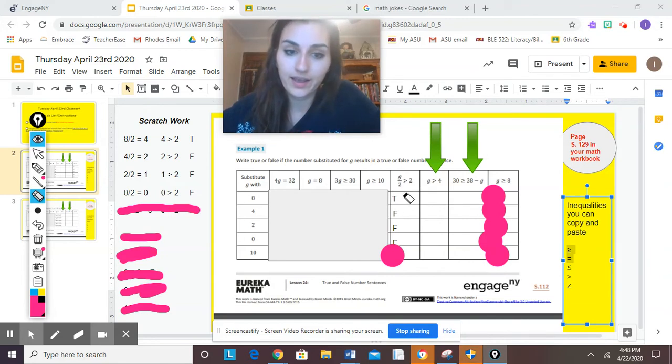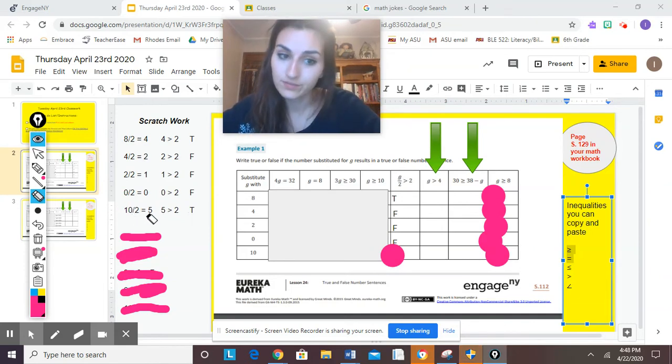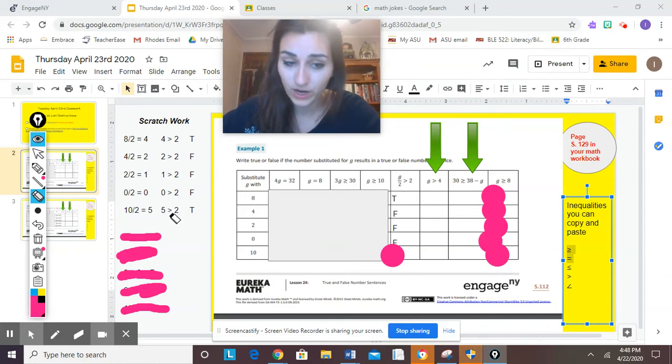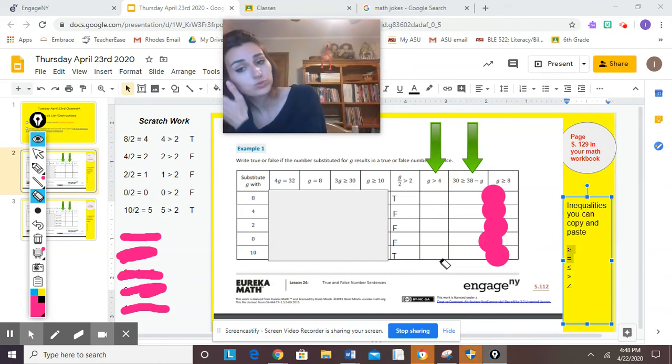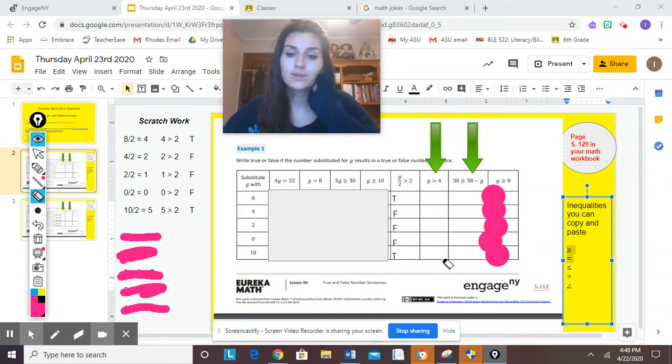If I have 10 following my column, and I plug that in for G, then I'd have 10 divided by 2, which gives me 5. Is 5 greater than 2? Yes, it is. So that's a true statement. I can put true. You're going to be doing that with these two columns on your own, but we're going to do one more together.